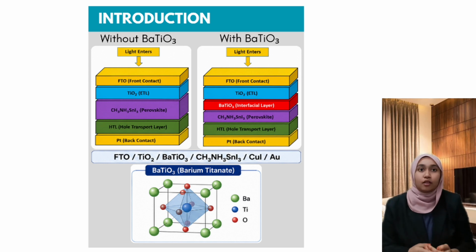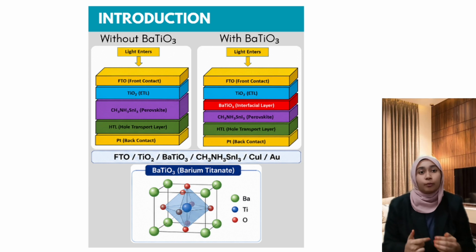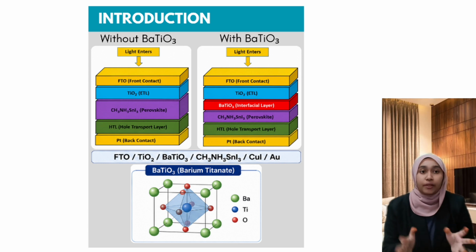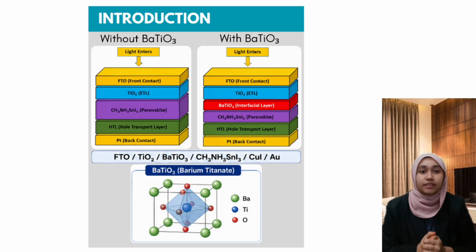Okay, now let's see, why do we choose barium titanate? Barium titanate was selected because of its excellent electrical properties. It possesses high dielectric constant, good charge transport capability, and good interface compatibility with perovskite materials. These properties will help improve carrier separation and reduce the recombination at the interface. As a result, barium titanate has strong potential as an interfacial layer for enhancing the solar cell performance.